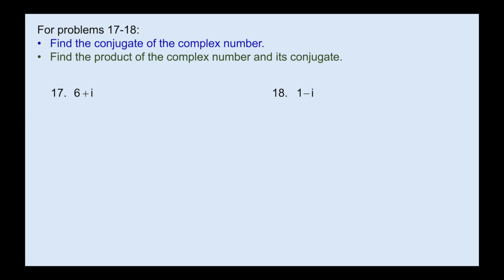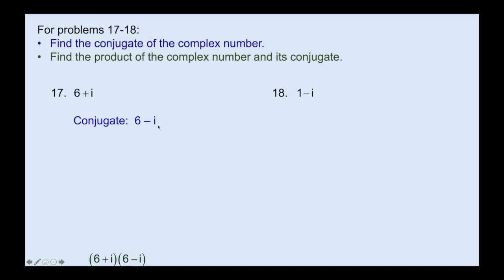So for problems 17 and 18, we're going to identify what the conjugate is, and then we're going to find the product of the complex number, which we're given, and its conjugate. For 17, we should have a conjugate of 6 minus i. Again, we keep the real number the same. We keep the imaginary number the same. We just switch its sign.